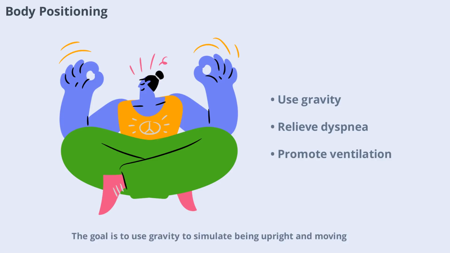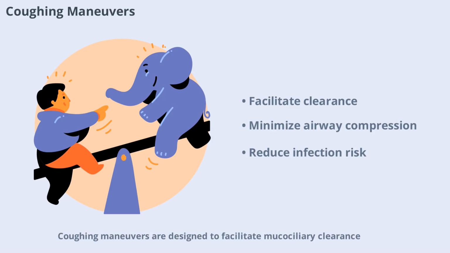The goal is to use gravity to simulate being upright and moving, relieve dyspnea, and promote hemodynamic and ventilation perfusion effects. Proper positioning can also help with alveolar ventilation, mucociliary transport, and coughing, making it a versatile tool in the therapist's arsenal. Coughing maneuvers are designed to facilitate mucociliary clearance with minimal impact on airway compression and cardiovascular effects. These techniques help clear secretions from the airways, reducing the risk of infection and improving oxygenation. Therapists select the most appropriate maneuver based on the patient's condition and tolerance.